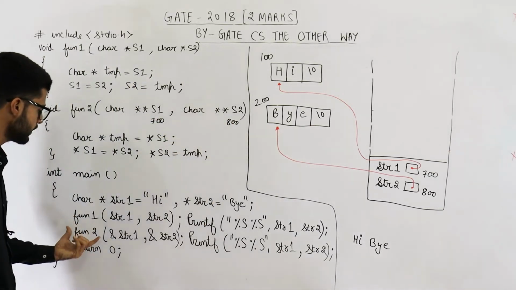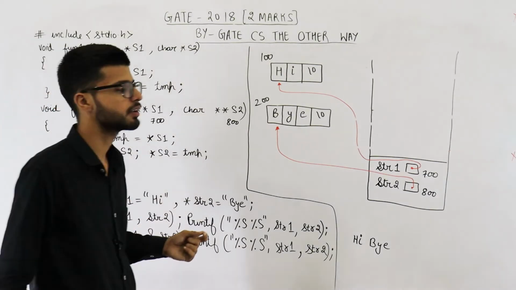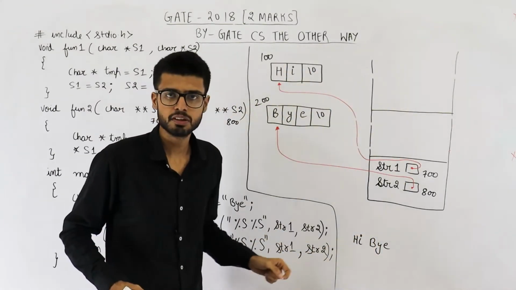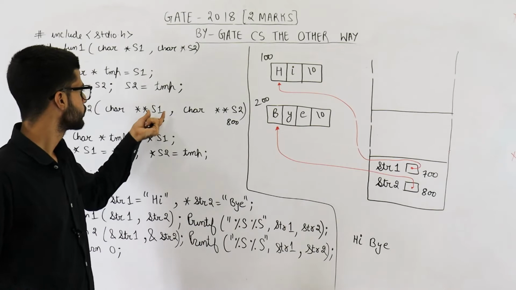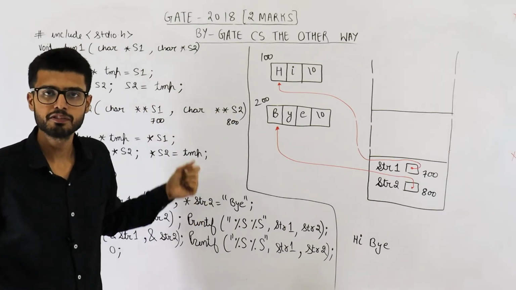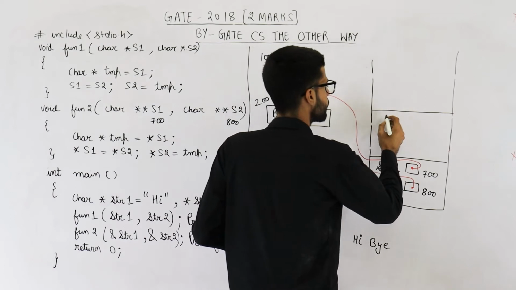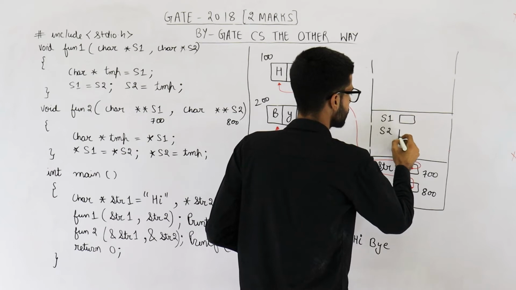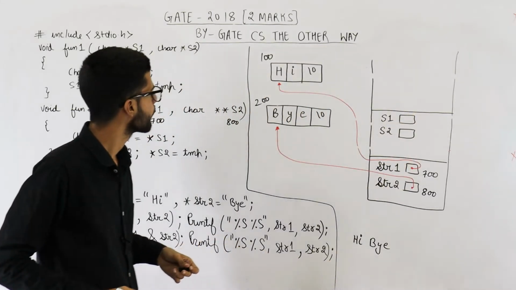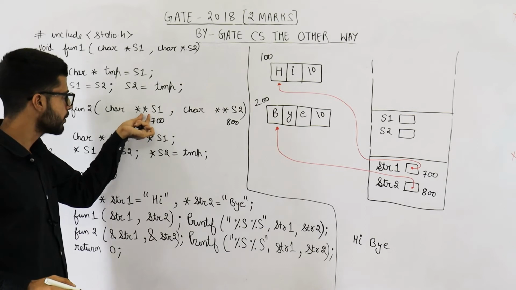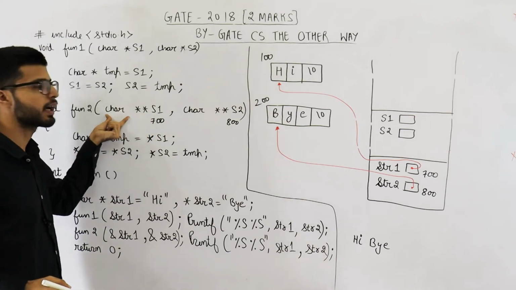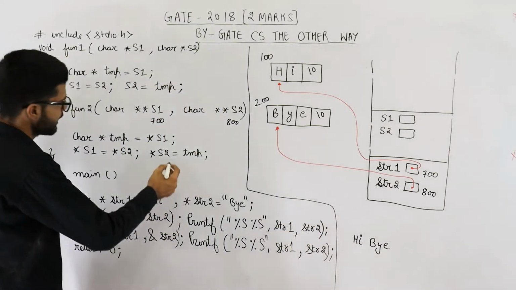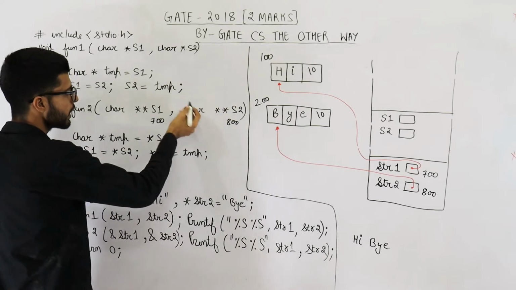Now see, whenever a function is called, you have to push an activation record to the stack. Suppose this is that activation record. Inside this activation record, local variables will be declared. So s1 and s2 are local variables of this function fun2. They will be declared, s1 and s2, like this. Now see, s1 is a pointer to character. Parallelly, s2 is also a pointer to character.